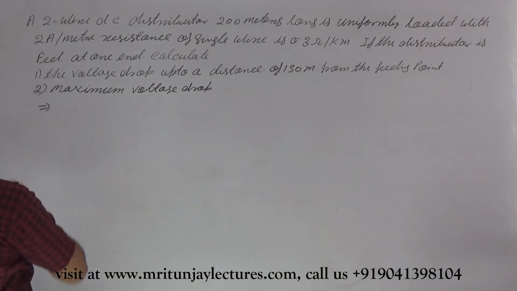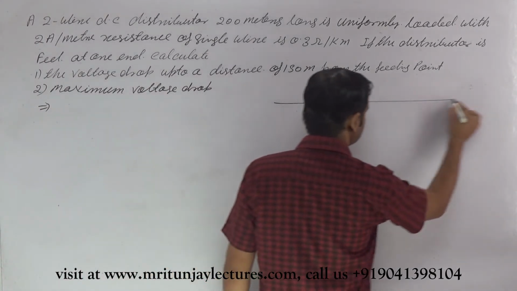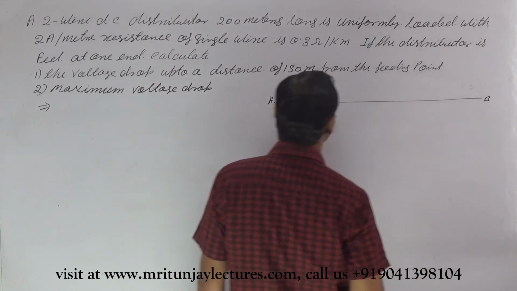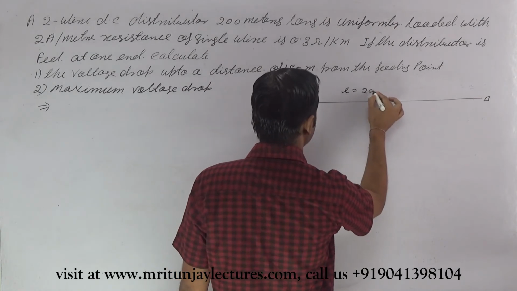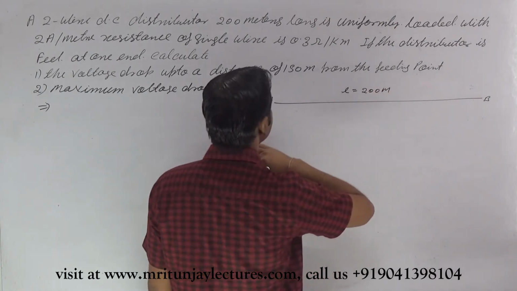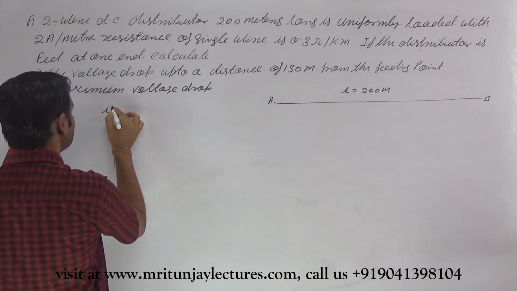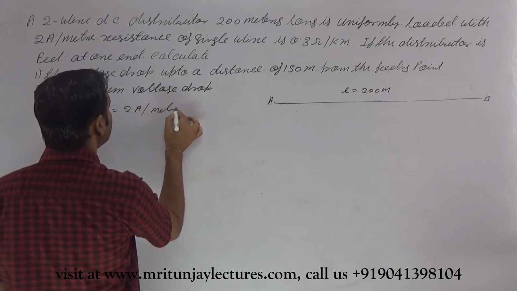Now corresponding question, a 2-wire DC distributor. First of all, make that is A and that is B. What about L? 200 meter long, uniformly loaded with 2 ampere. I this equal to 2 ampere per meter. Okay.